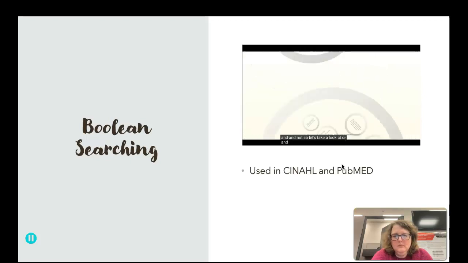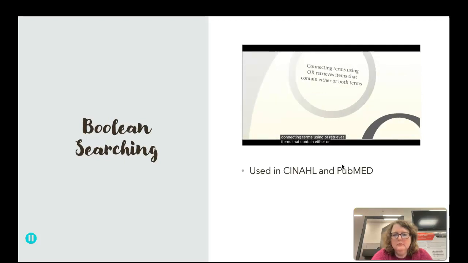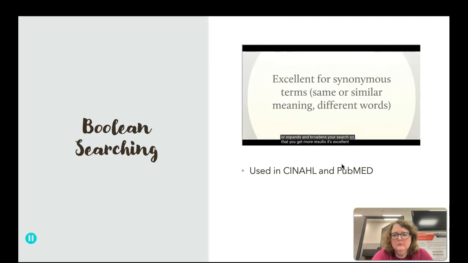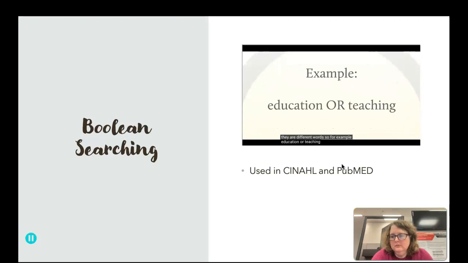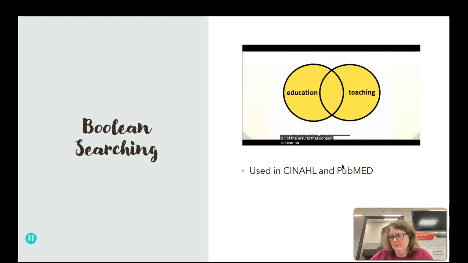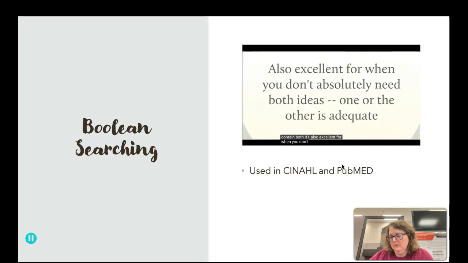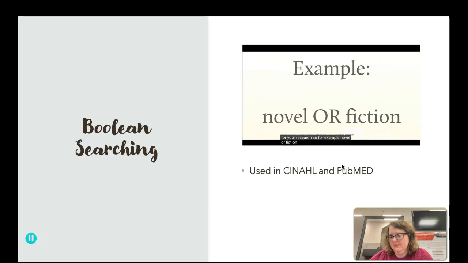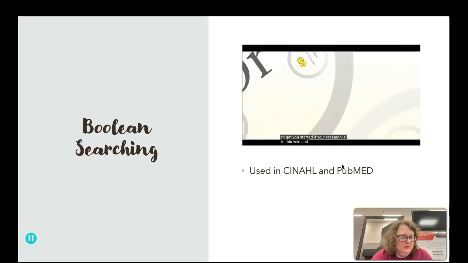So let's take a look at OR and how that functions in your searches. Connecting terms using OR retrieves items that contain either or both terms. OR expands and broadens your search so that you get more results. It's excellent for synonymous terms, that is, terms that have the same or similar meaning but are different words. So for example, education or teaching. This will retrieve all of the results that contain education, that contain teaching, and that contain both. It's also excellent for when you don't absolutely need both ideas, when one or the other is adequate for your research. So for example, novel or fiction. This is a nice broad search to get you started if your research is in this vein.